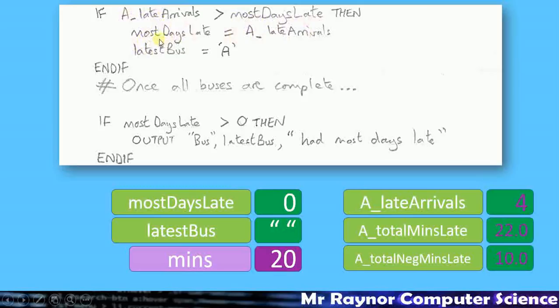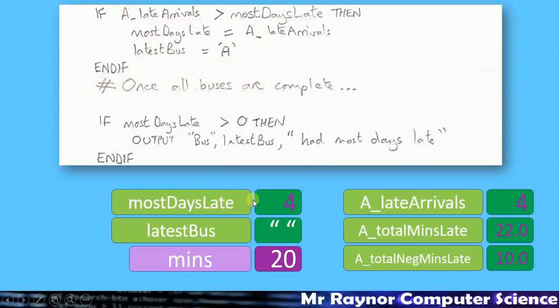And we're going to set this latest bus string variable to the value A. Okay. Then again, I've done a little comment here. After all the buses are complete, so if we've done the same for B and C and D, it will have gone through and it will have checked if B late arrivals is greater than the most days late, then it will be B that is the worst one so far.